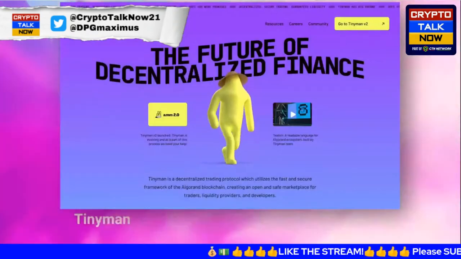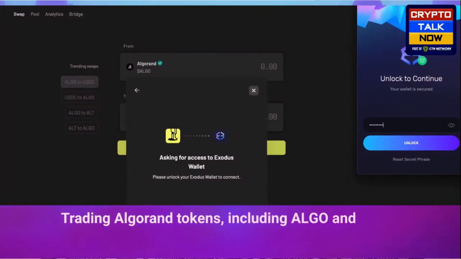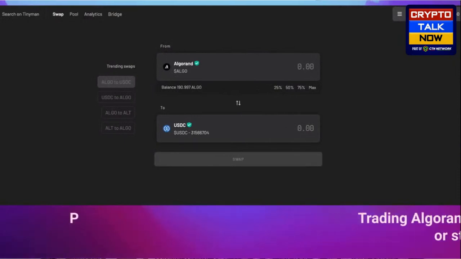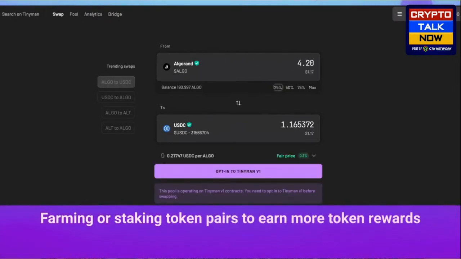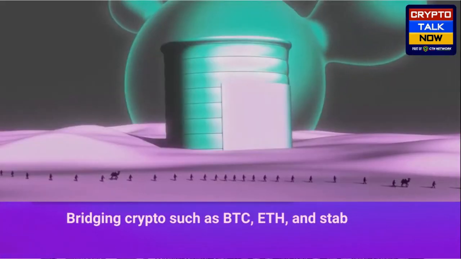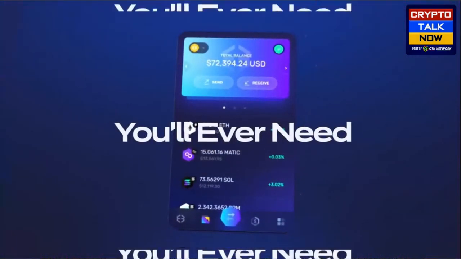Good morning, ladies and gentlemen. Powered by the fast, cheap, and green Algorand blockchain, Tiny Man is a new financial alternative that gives everyday people equal access to financial opportunities. It's a permissionless, trustless trading app that lets anyone participate in financial transactions like trading Algorand tokens, including Algo and Opal, or stable coins such as USDC, providing liquidity in liquidity pools while earning a share of fees in return, farming or staking token pairs to earn more token rewards, bridging crypto such as BTC, ETH, and stable coins from other networks to Algorand. The small project also has some pretty big backers. Tiny Man secured $2.5 million in funding from Arrington Capital, Genesis Capital, Block Tower Capital, and others in 2021. Don't forget to retweet and like to see more videos from Exodus.